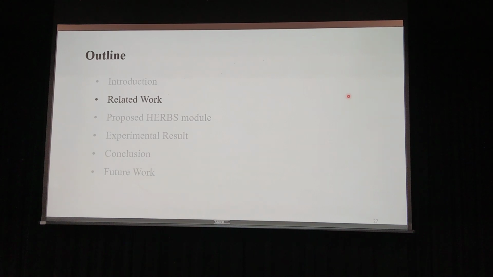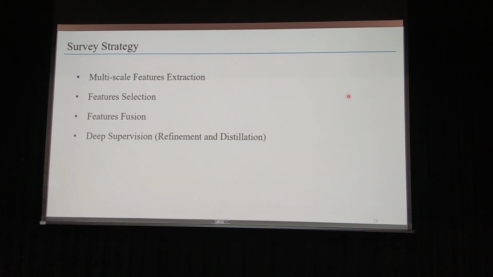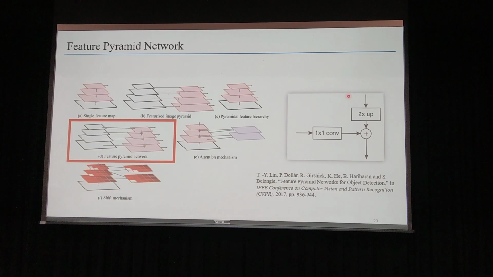In this chapter, I will introduce several methods incorporated in our HERBS model. We focus on these four techniques: multi-scale feature extraction, feature selection, feature fusion, and deep supervision, which could be achieved by refinement and distillation techniques.